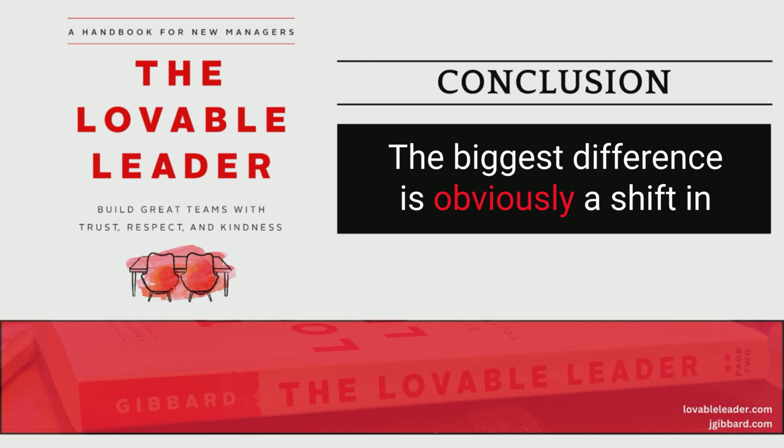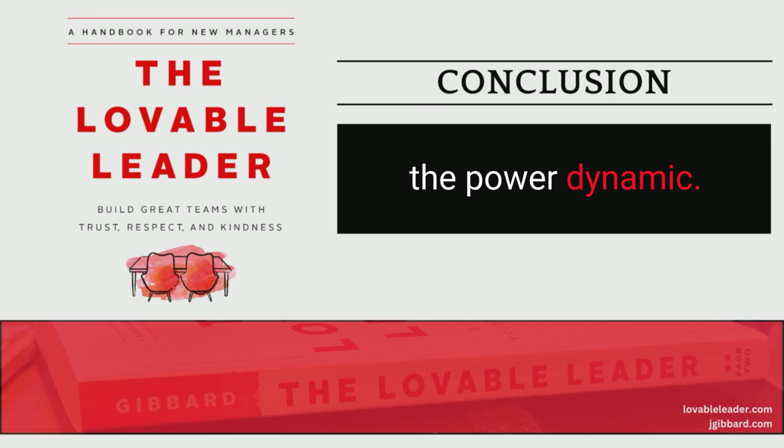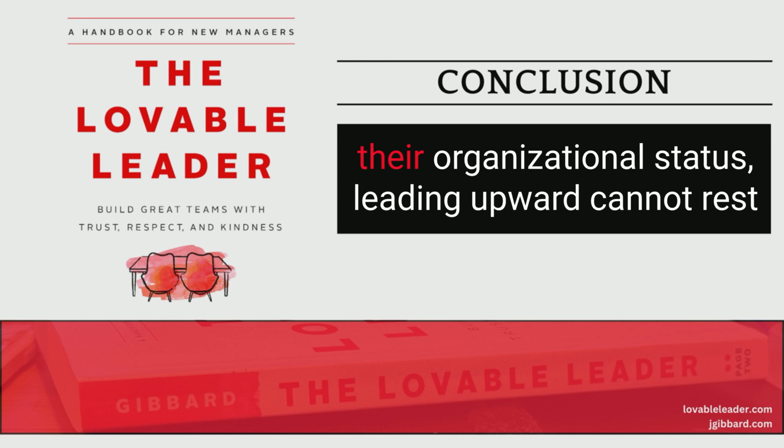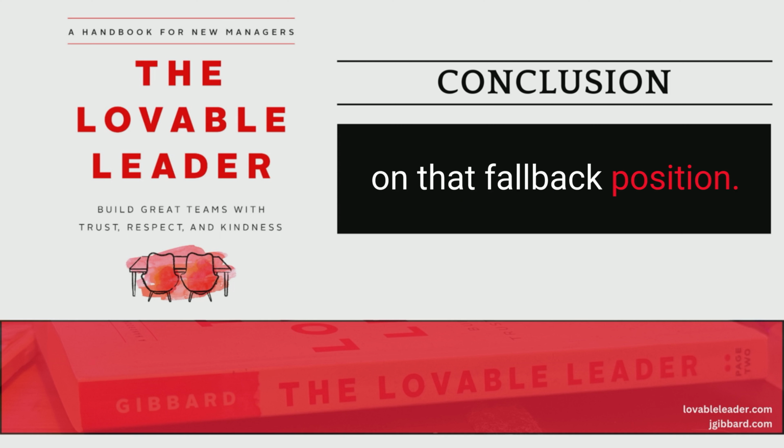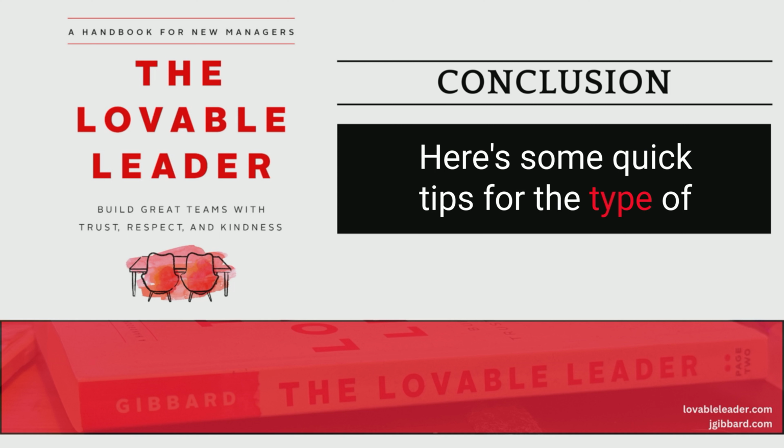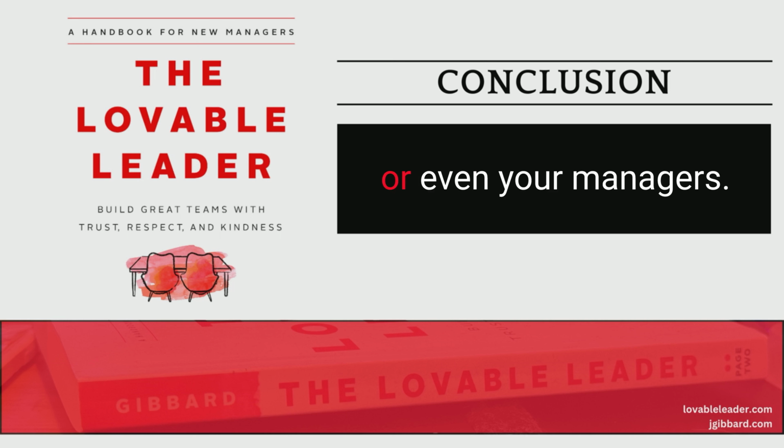The biggest difference is obviously a shift in the power dynamic. While leaders higher in the org chart can appeal to their organizational status, leading upward cannot rest on that fallback position. Here are some quick tips for the type of leadership where you are leading your peers or even your managers.